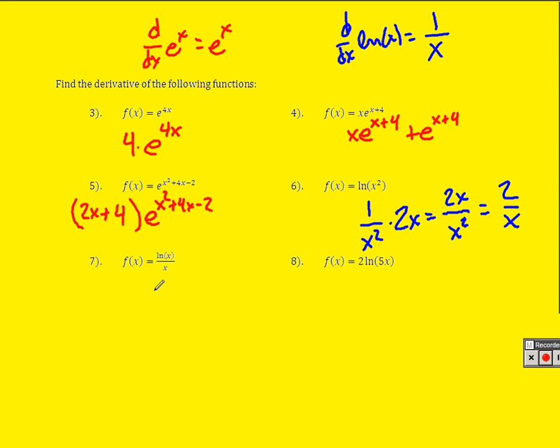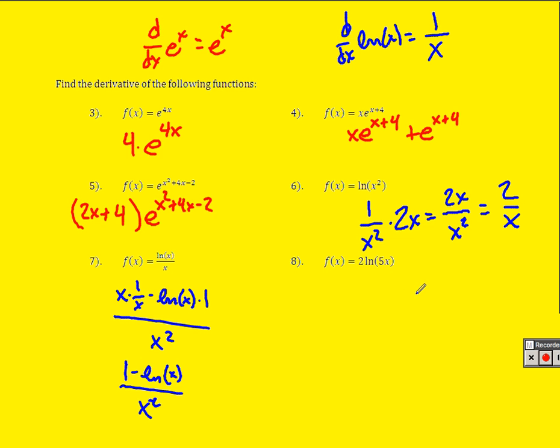Number 7, we can do either quotient rule or product rule here, whatever you care. I'm going to do quotient rule, so I'm going to say low times d high minus high times d low all over low squared. And then I'll simplify it. This x times 1 over x becomes 1. This part will become ln of x, and my denominator is x squared. So quotient rule is probably the safest way to go for that one.